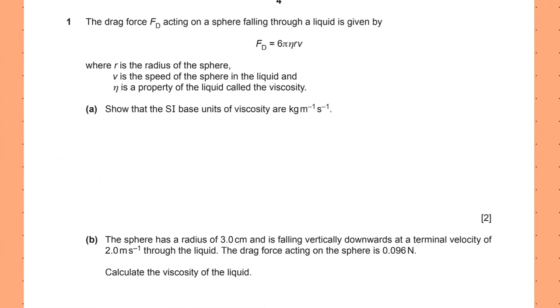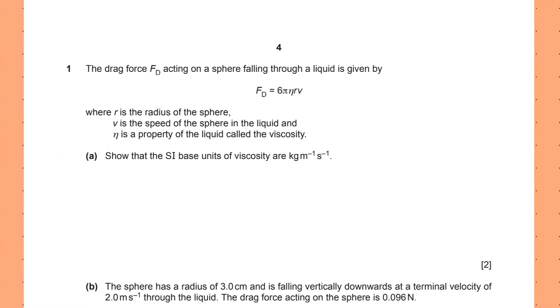Question number 1. The drag force Fd acting on a sphere falling through a liquid is given by 6 pi eta rv. R is radius, v is speed, eta is a property of the liquid called the viscosity. Show that the base units of viscosity are these. So Fd is a force, and the simplest form to remember is ma, mass times acceleration.